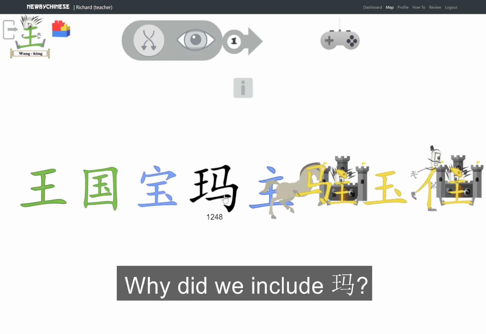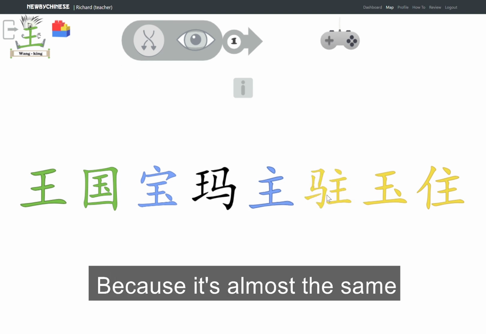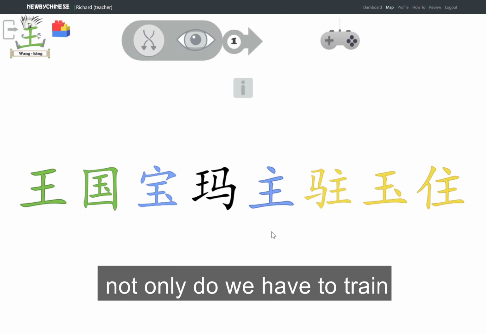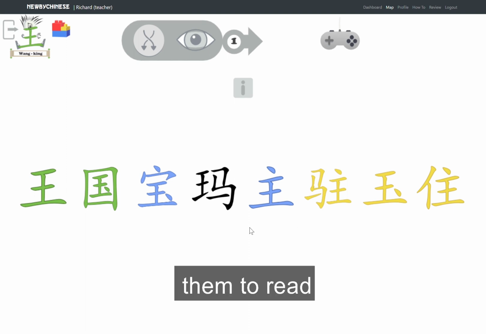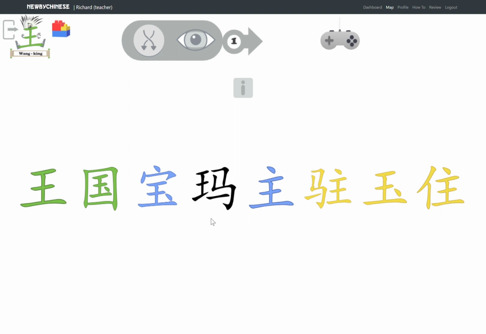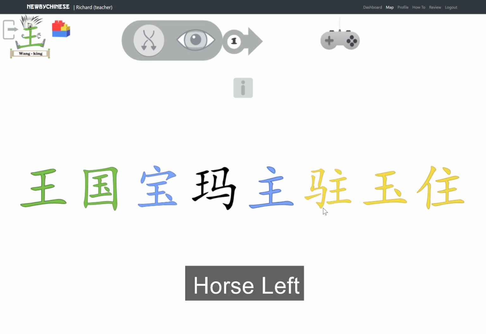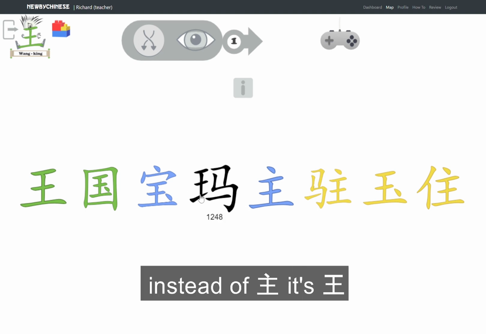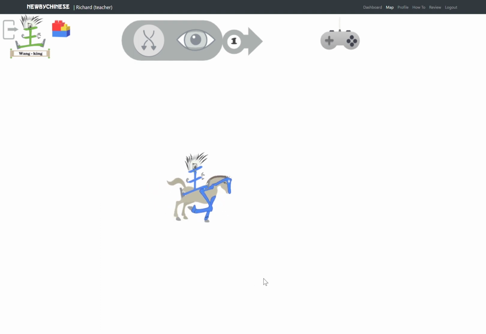Why do we put this guy in? Well, because it's almost the same as Zhu. Ma. But it's flipped. So not only do we have to train them to read recyclable visual building blocks. We also have to train them to memorize their location within a 2D structure. So here it's horse on the left and it's owner on the right. And all of a sudden, horse is on the right. It was not owner, it's king, the original king on the left. First syllable of Mary or Maria.